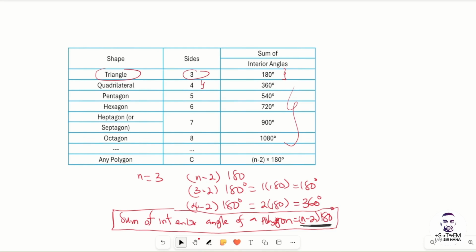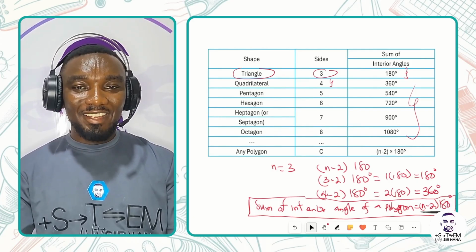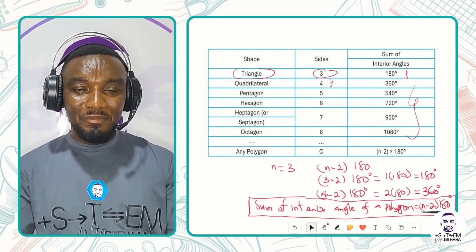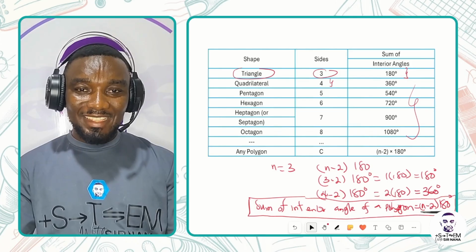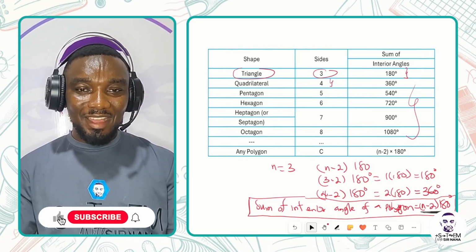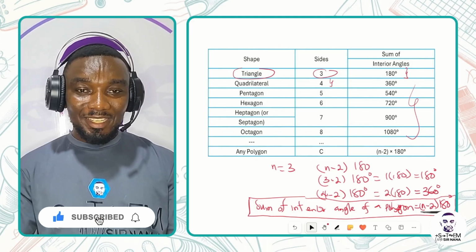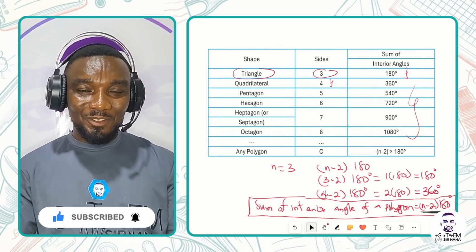So in this lesson, we have basically looked at how we can determine the sum of the interior angles of a regular polygon. We've used different types of polygons to generalize and come out with the formula n minus 2 multiplied by 180 to find the sum of interior angles of a polygon. In our next lesson, we want to solve some questions on the interior angles of a polygon.